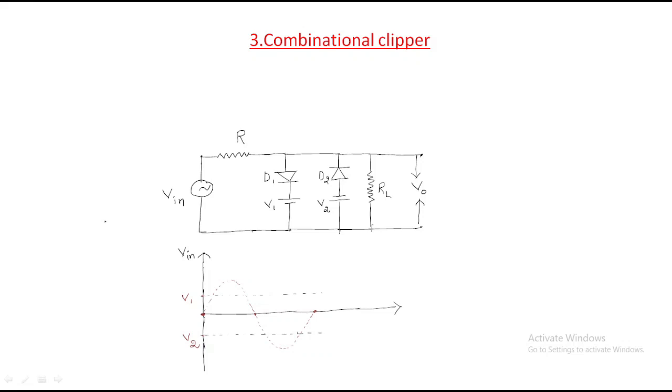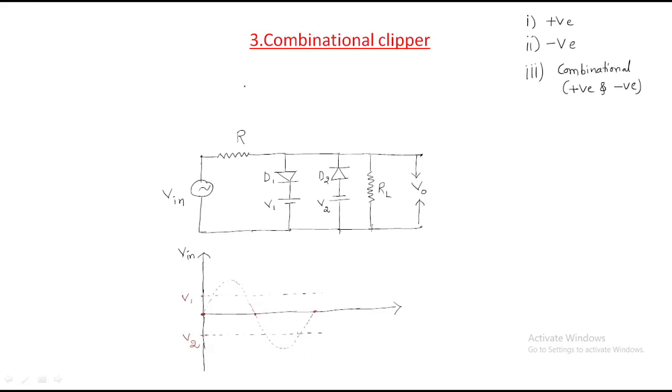The next clipper is the combinational clipper. When we were discussing the types of clippers, initially we discussed only two things, the positive type and the negative type, but we have another type, that is combinational. Combinational means the combination of both positive and negative clippers. That's why its name is combinational clipper.